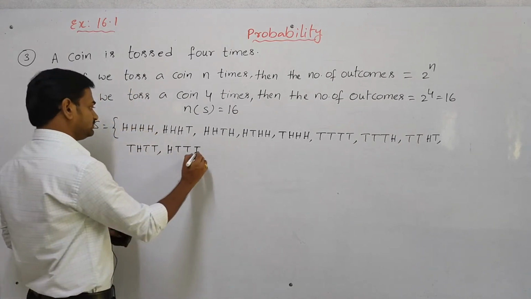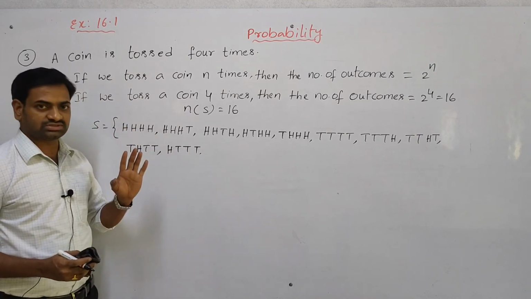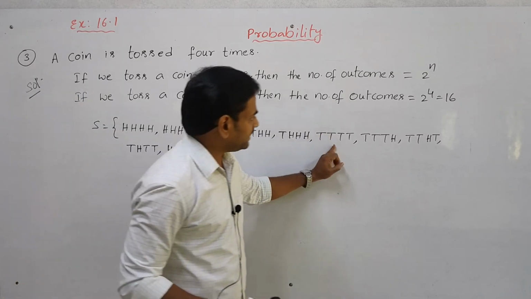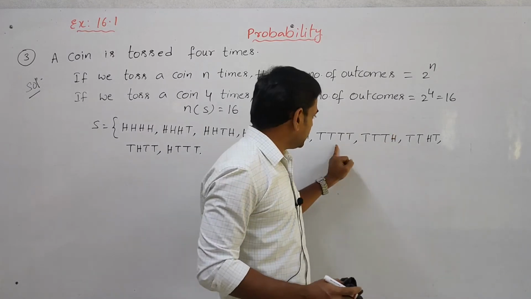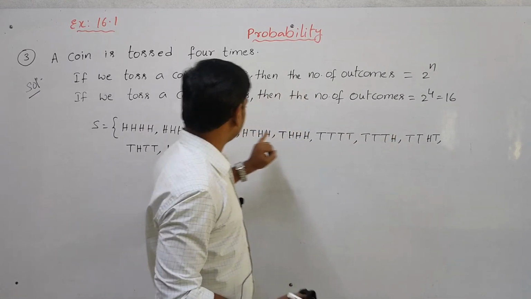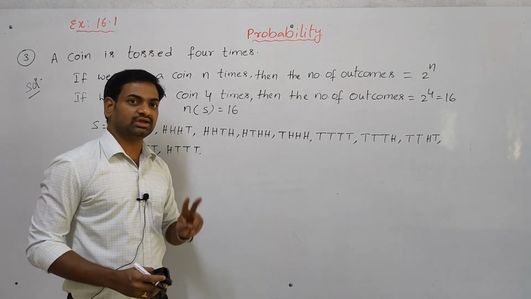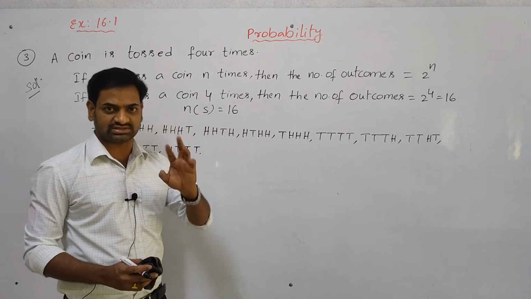Now if you observe here, you got 4 heads, 3 heads, 4 heads, 3 heads, 0 head, there is no head here, 0 head and 1 head, 0 head, 1 head, 3 heads, 4 heads. Now what is missing? Outcomes containing 2 heads. 2 heads means the remaining 2 are tails.